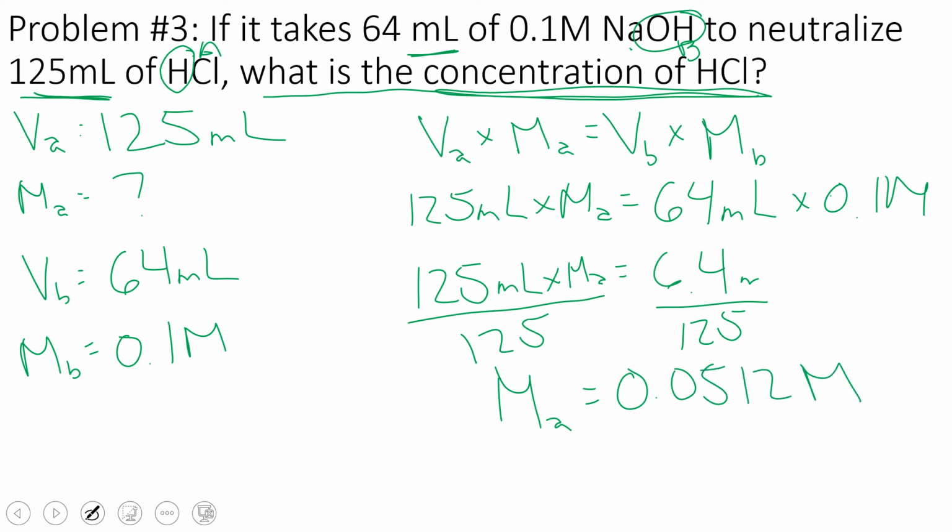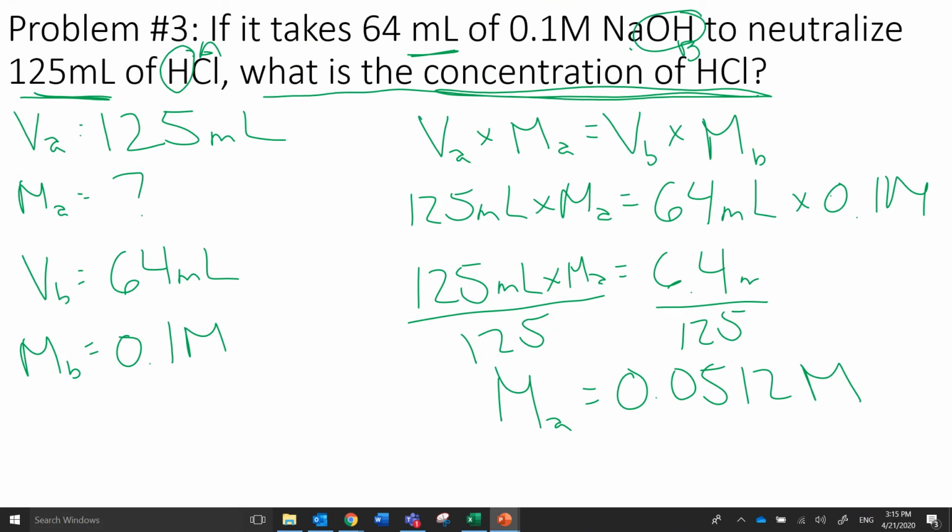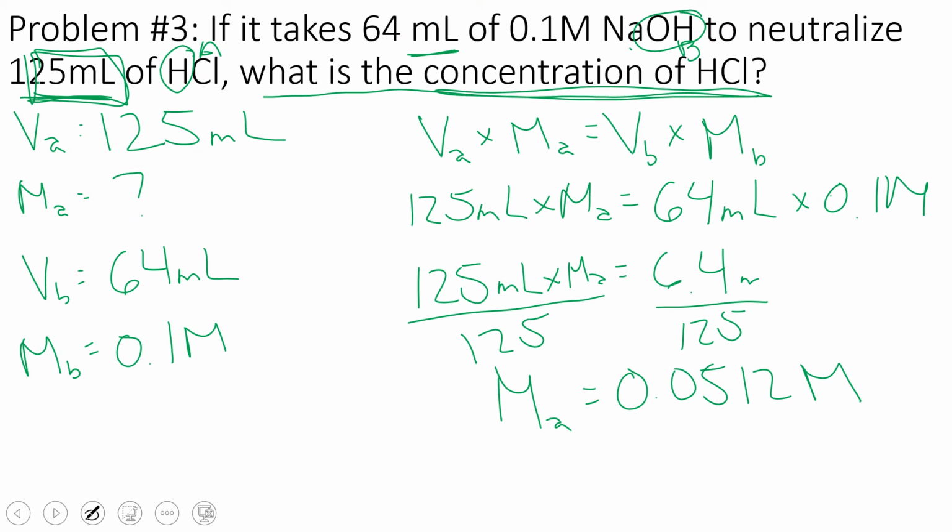0.0512 molar. Hopefully you'll notice here that just like we were talking about before, we have more volume here. Remember, whichever one has more volume has to have the lower concentration. 0.05 is smaller than 0.1 molar.